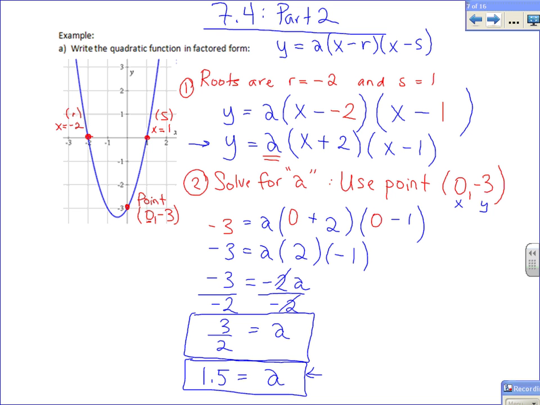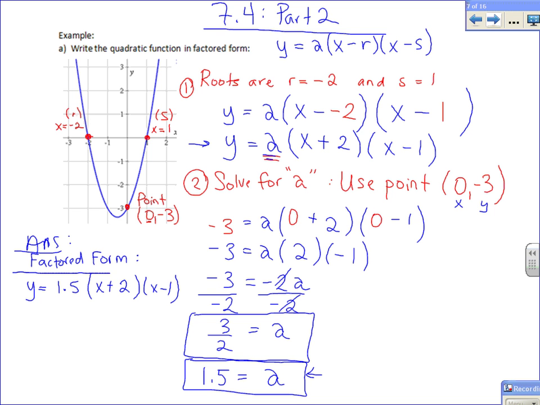So I can now rewrite my equation in factored form. Now I know the value of a, and so here's what I have. My answer is this. Factored form. The equation of this quadratic in factored form is y is equal to 1.5 for a, (x + 2)(x - 1).